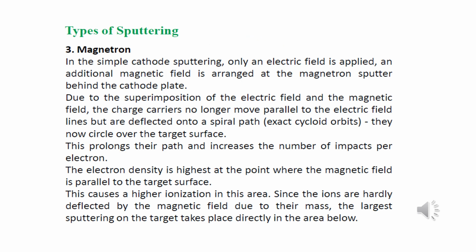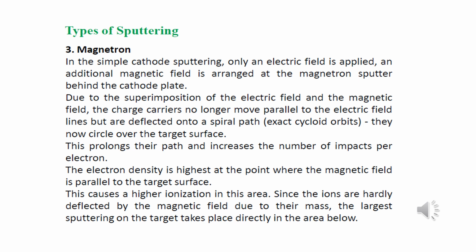Now I am going to discuss another type of sputtering, which is magnetron. In simple cathode sputtering, only an electric field is applied, and an additional magnetic field is arranged in magnetron sputtering. Due to the superimposition of the electric field and the magnetic field, the charge carriers no longer move parallel to the electric field lines but are deflected onto a spiral path, and they now circle over the target surface.